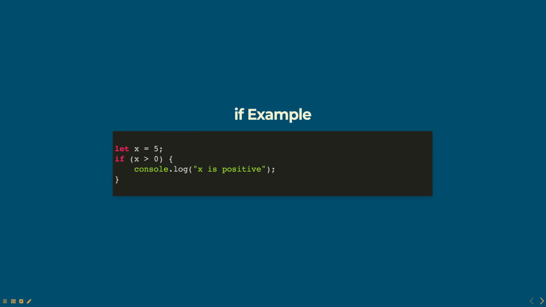code. For example, this code checks if the value of x is greater than 0. If it is, the code inside the if block will be executed and the message "x is positive" will be printed to the console.